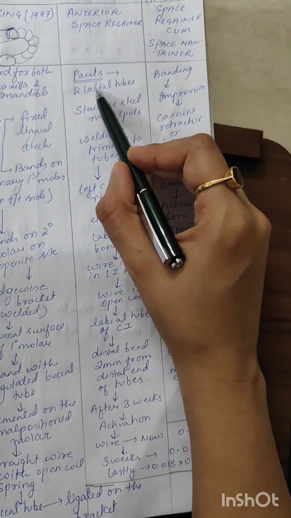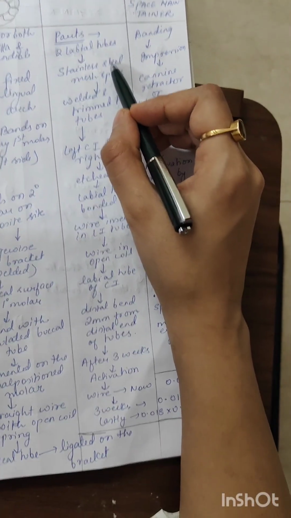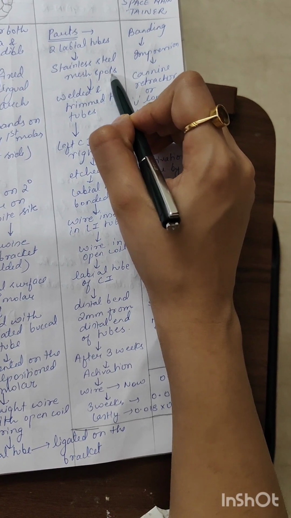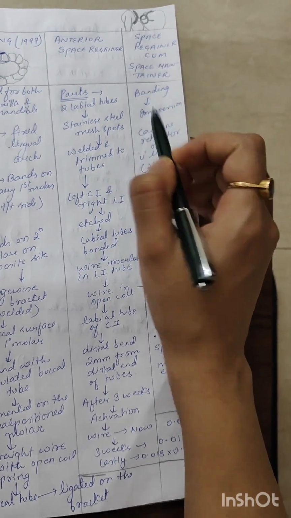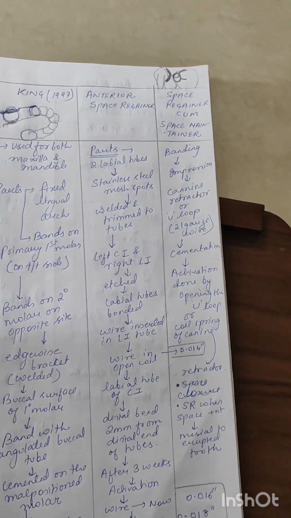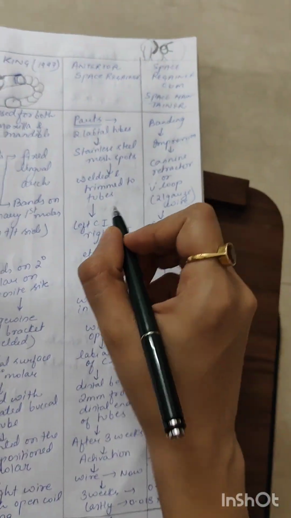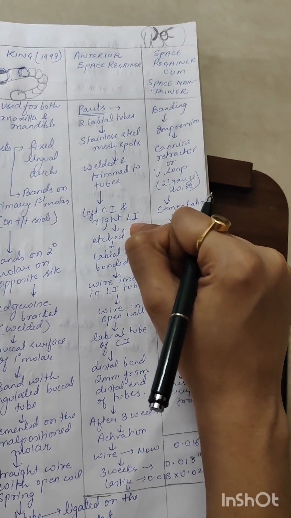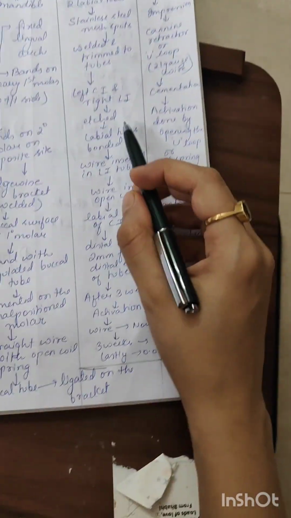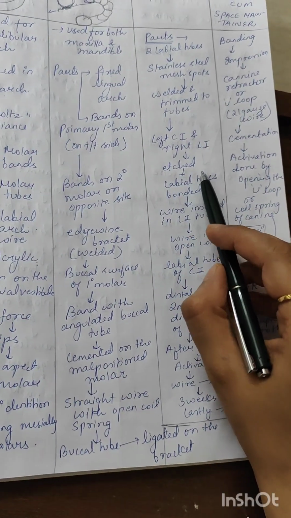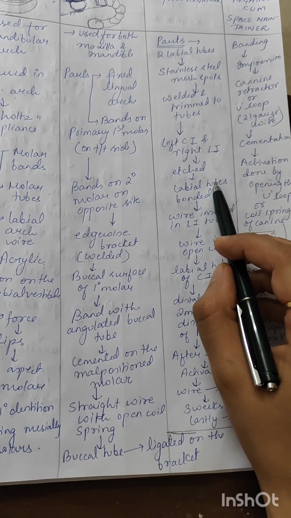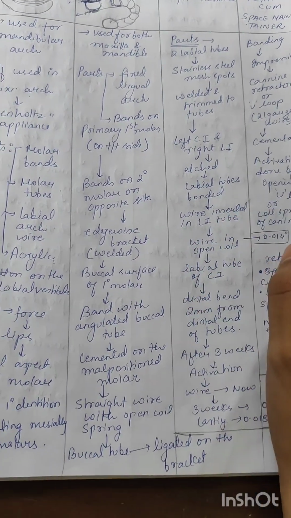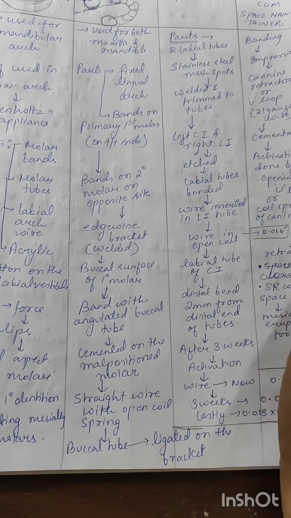It has two labial tubes made up of stainless steel mesh spots. The tubes are welded and trimmed. Then one tube is placed on the left central incisor and one on the right lateral incisor. Then it is etched, and the labial tubes are bonded over the left central incisor and the right lateral incisor.